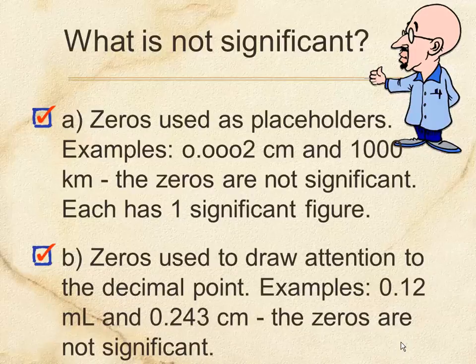Zeros that draw attention to themselves, like in 0.12 or 0.243, are not significant. So 0.12 is 2 sig figs, and 0.243 is 3 sig figs. Again, the 0 has to come after a real number. A real number is anything 1 to 9.